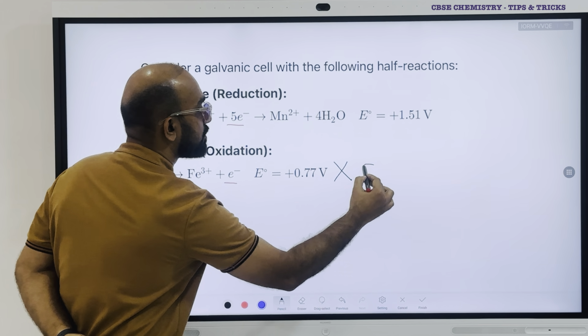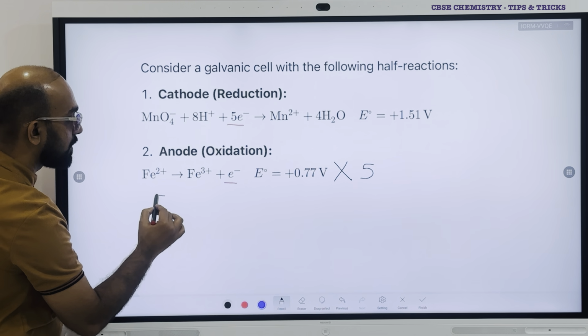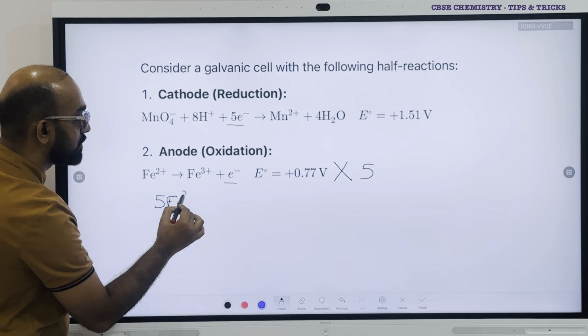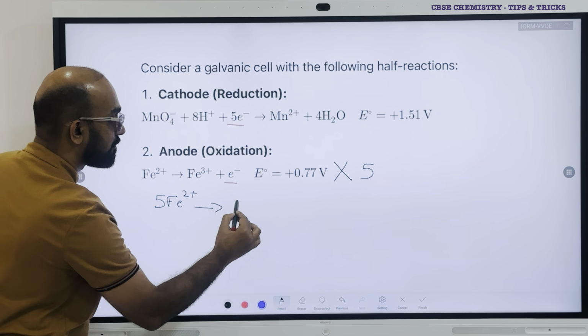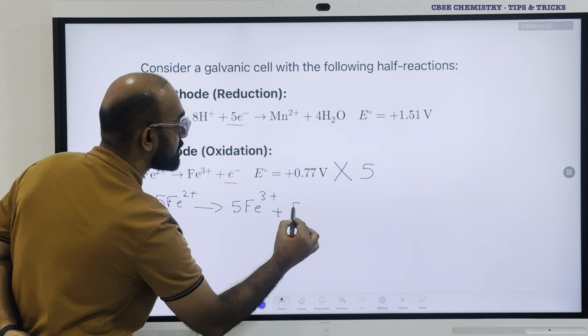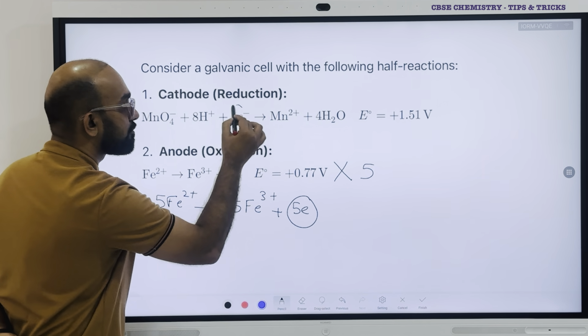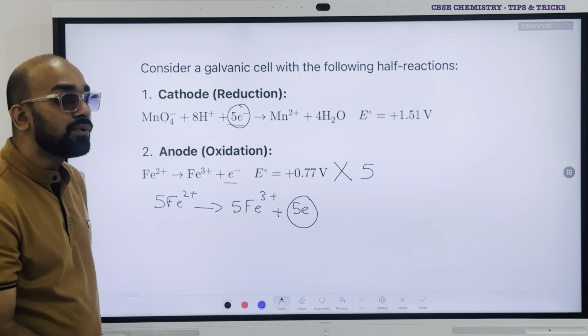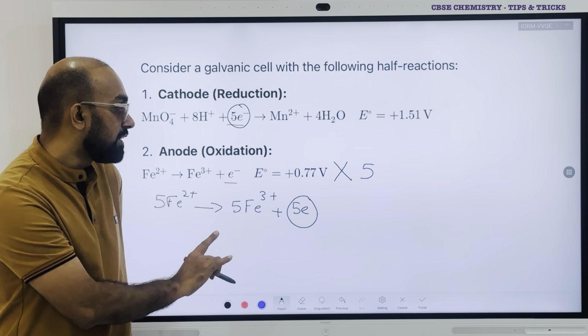So what do you do? Multiply this equation with 5. So what should be the new equation? 5Fe2+ gives 5Fe3+ plus 5 electrons. See, 5 electrons, 5 electrons. So what is the n value? The n value is equal to 5.